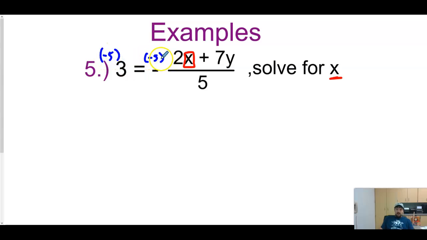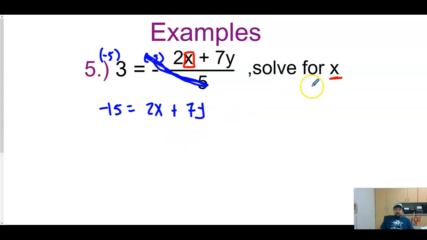And when I do that, that -5 on top times that -5, so negative times a negative is positive. So those disappear and turn into a 1. And over here I got -5 times 3, which is -15, equals 2x plus 7y. Now I got rid of that division. So now I'm good. Now I just go into my adding and subtracting.